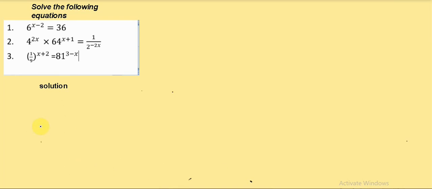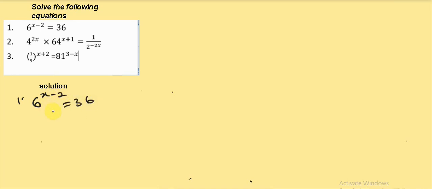Hello friends, today I'll be looking at these index equations, about three of them. The first one says 6 exponent x minus 2 is equal to 36. So now for me to solve this, 6 exponent x minus 2 equal to 36.